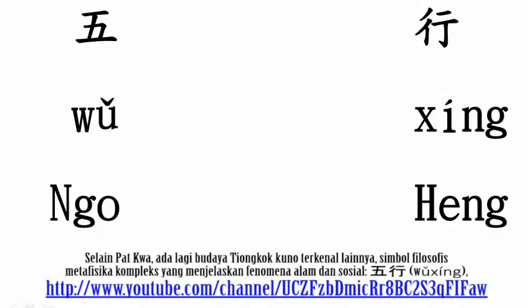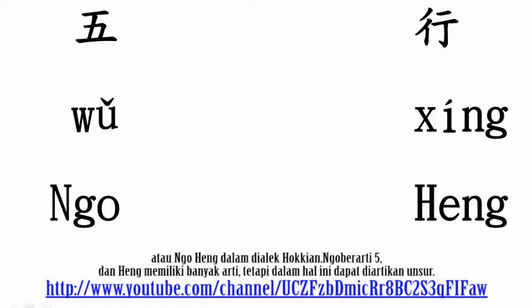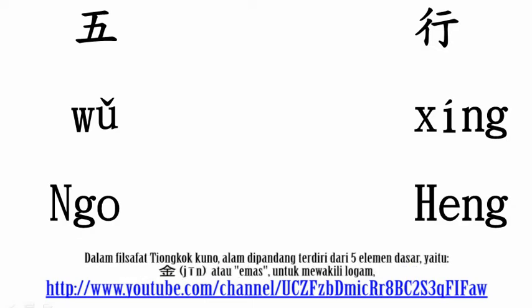In addition to 八卦, there is also another well-known ancient Chinese culture, a complex metaphysical philosophical symbol that explains natural and social phenomena. 五行: 五 means 5, and 行 has multiple meanings, but in this case it could be said to have a meaning of element. In ancient Chinese philosophy, nature was seen to be composed of 5 basic elements.